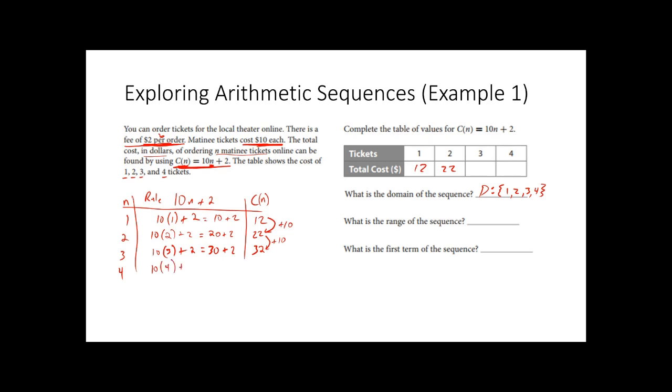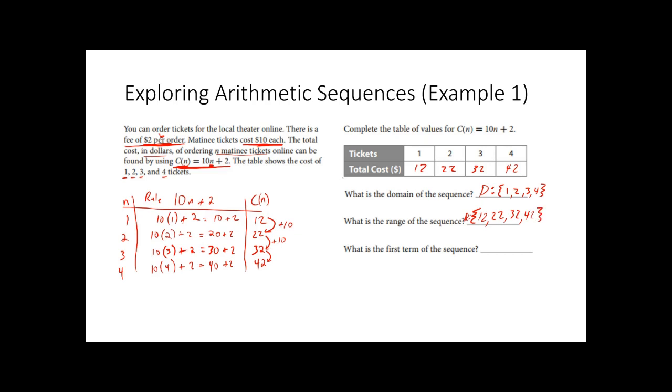So don't be shy of using tables. Yep, looks like we're going up by tens. So let me finish the table over here. Now, they're talking about range. Range, again, is the total cost. So our range is, well, buy one ticket, cost $12. 2 tickets will cost $22. 3 tickets will cost $32. And 4 tickets will cost $42.